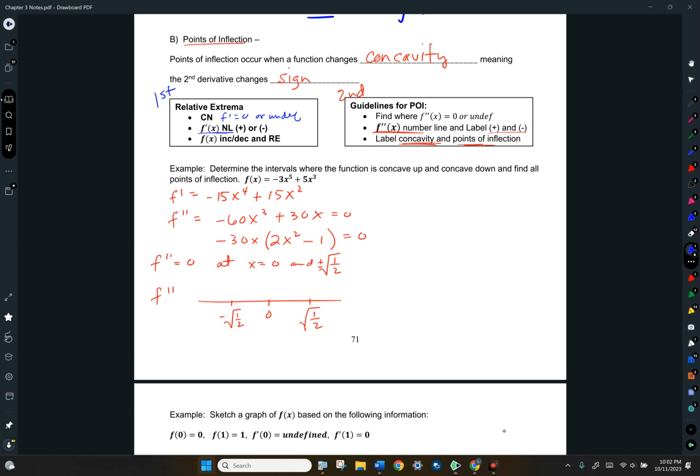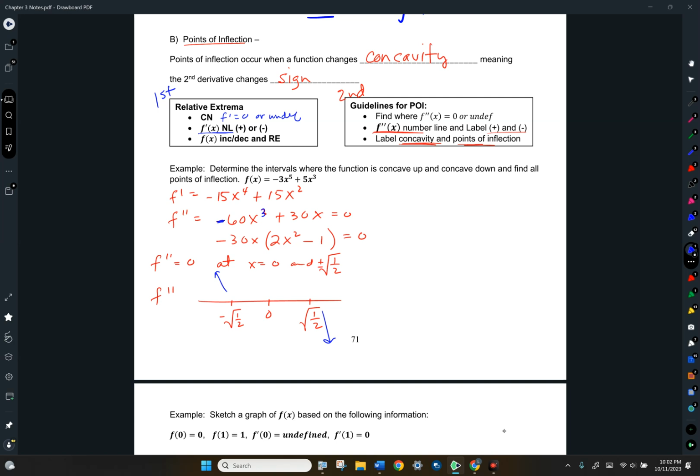So the second derivative is a cubic, right? So odd degree with a negative leading coefficient. So doesn't that mean it's going to be coming down from the left and heading down towards the right? There's my end behavior.